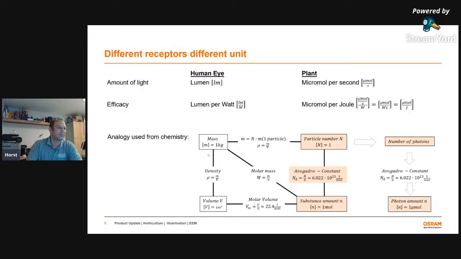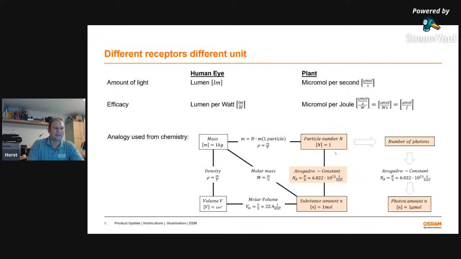And now the explanation for this strange analogy to chemistry, micromole per joule. Basically, everybody might know from chemistry the whole theory with mass, volume, particle numbers, the Avogadro constant, substance amount, and so on. And basically, we just use the last part here. We need a number for all these photons we have, and it has to be a huge number. Therefore, this Avogadro constant is quite good.